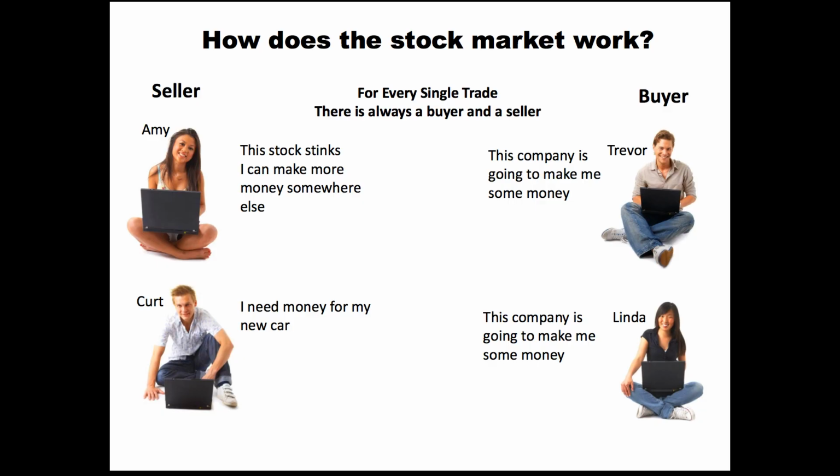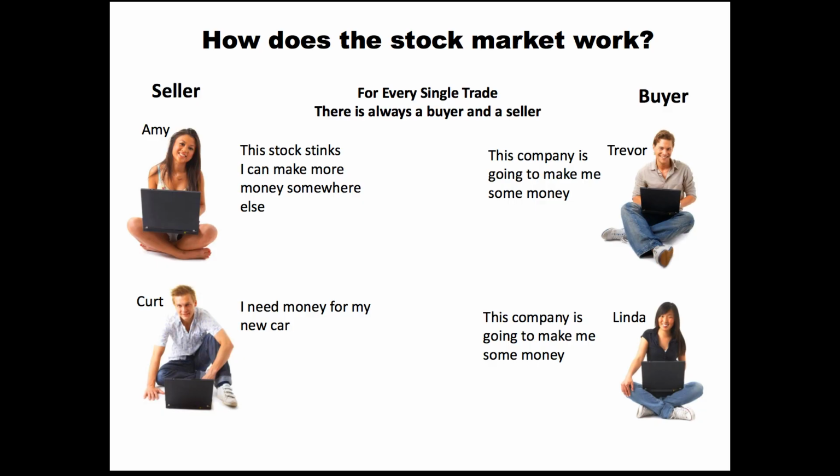So here you have two people that traded an asset, traded that share. One of them thinks that it's a piece of junk, and the other person thinks that it's a great company, it's going to make a lot of money. And then as you looked at Kurt, he was selling it because he needed money. So he might have still felt like the company was a good company, but he sold it because he needed the money. And then Trevor, he's buying it because he thinks it's going to make money.